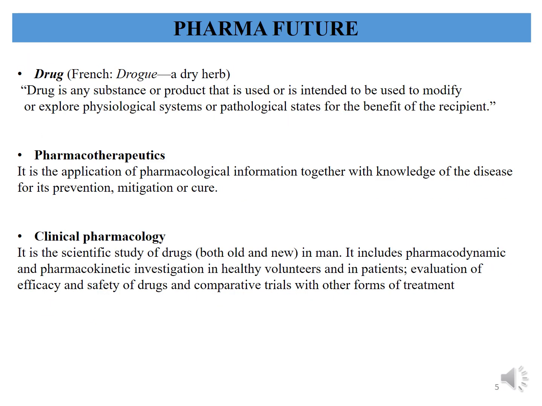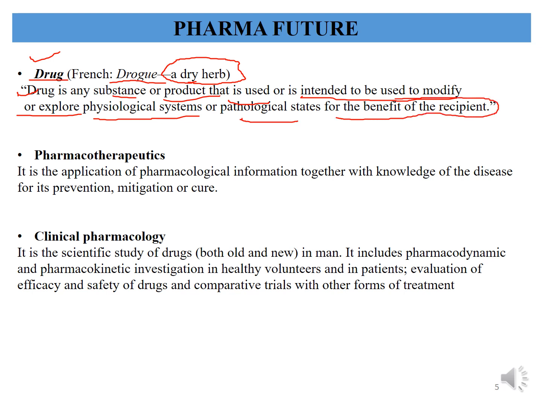After that we will discuss important definitions in pharmacology. First, drug is from the French word drogue, meaning a dry herb. Drug is a substance or product that is used or intended to be used to modify or explore a physiological system or pathological state for the benefit of the recipient, meaning benefit of the patient.